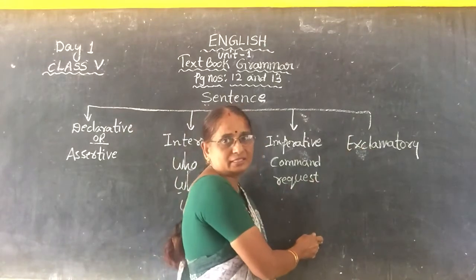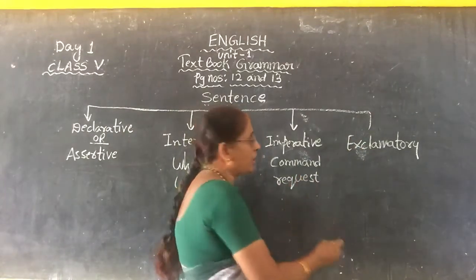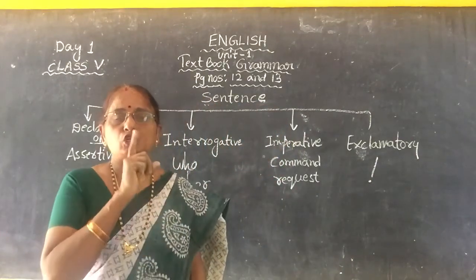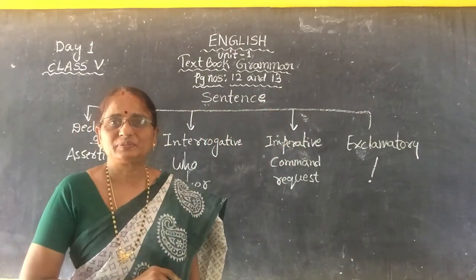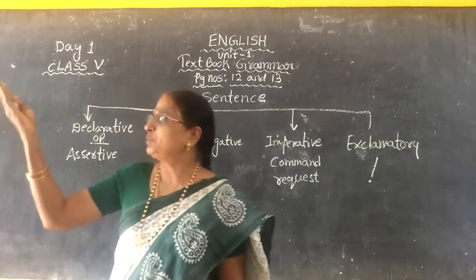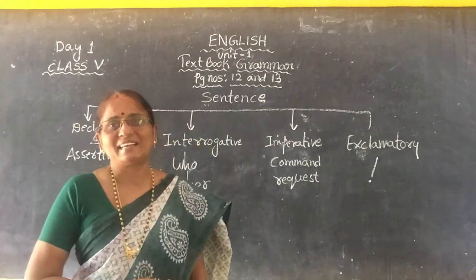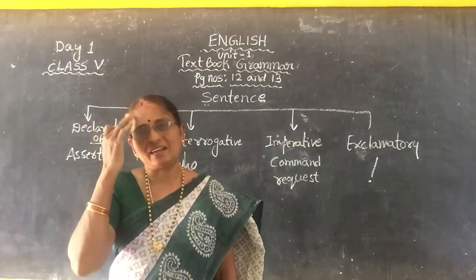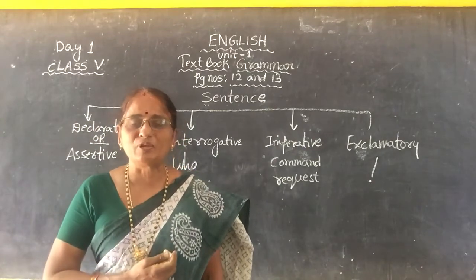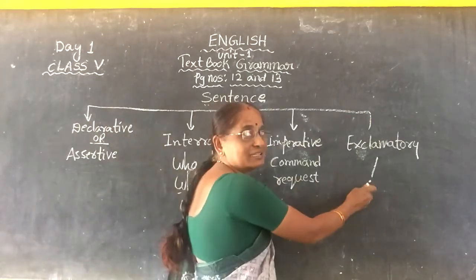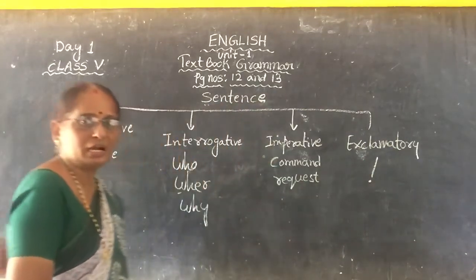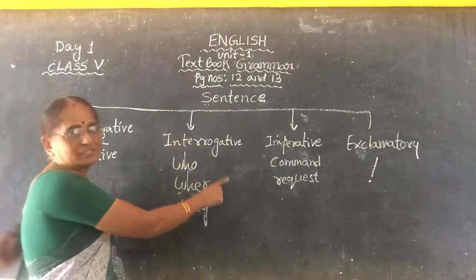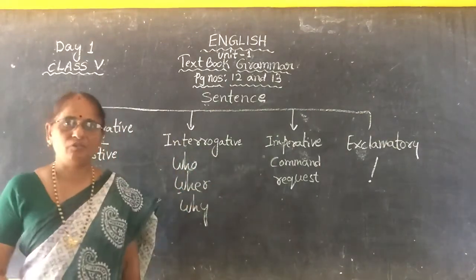Coming to exclamatory. Exclamation mark. What is exclamation mark, children? Expressing sudden feeling. Shh! Don't make noise. Oh, what a beautiful flower it is! How nice your dress is, isn't it? Alas, I did not bring my book today! So expressing sudden feeling is called exclamatory, children. Okay, got the point now? I told you about what a sentence is, formation of sentence, and the 4 types of sentences, children. Followed? Right.